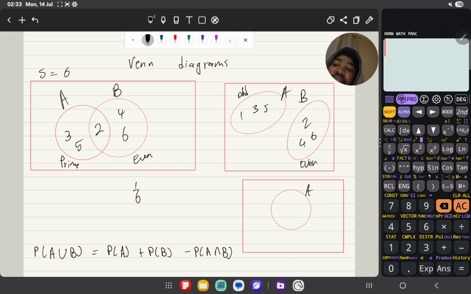And then there are numbers that are neither prime nor even. Actually, 1 is the only one, so you put it outside, because it doesn't fall within either of these two events. 1 is not a prime number, and 1 is not an even number. You understand?